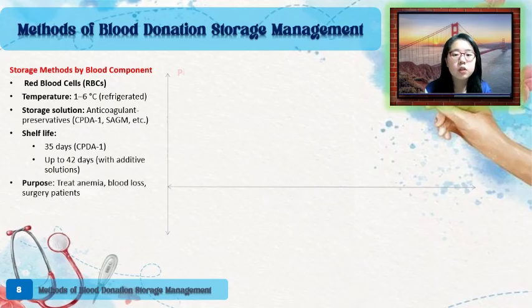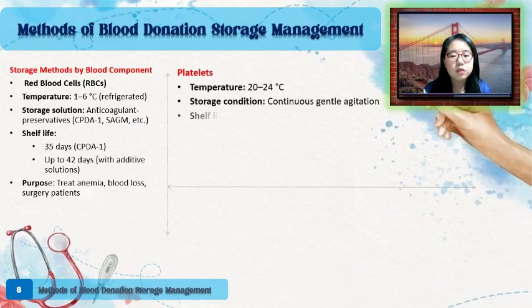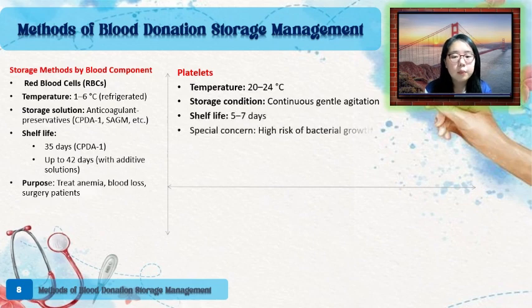Platelets. Temperature: 20 to 24 degrees Celsius. Storage condition: continuous gentle agitation. Shelf life: 5 to 7 days. Special concern: high risk of bacterial growth. Purpose: cancer patients and bleeding disorders.